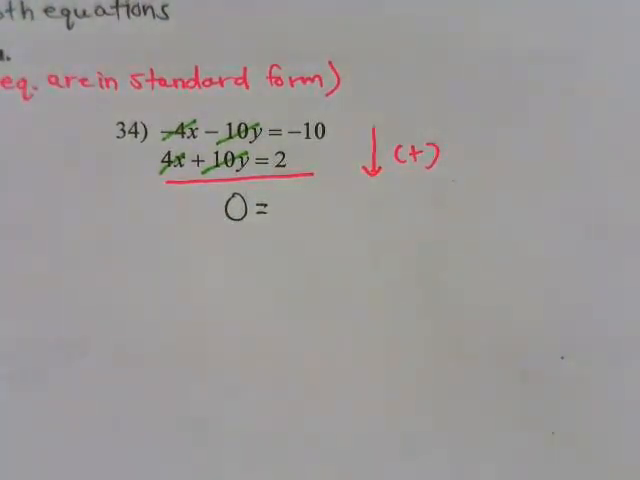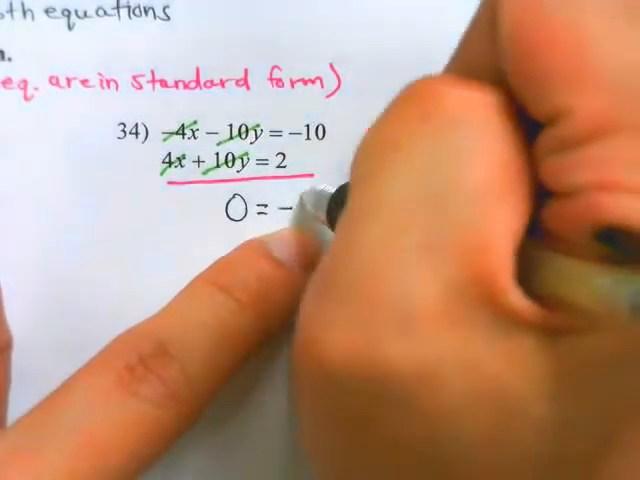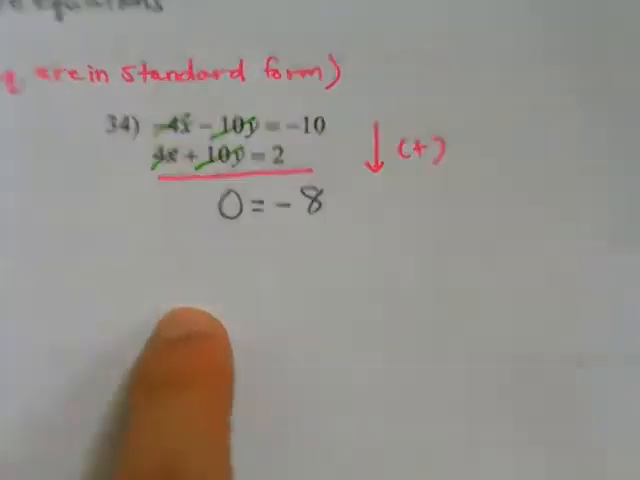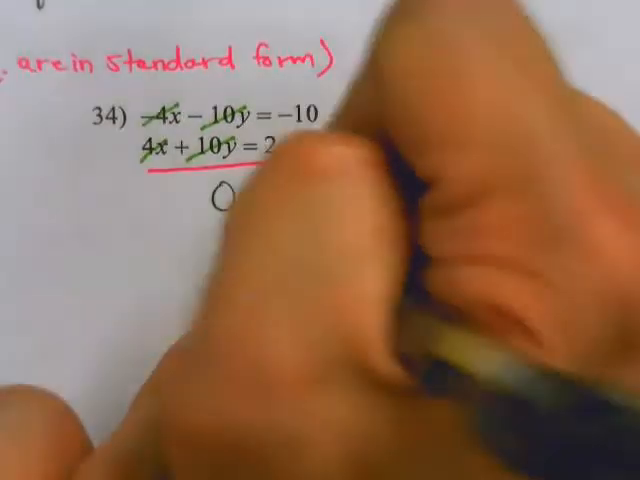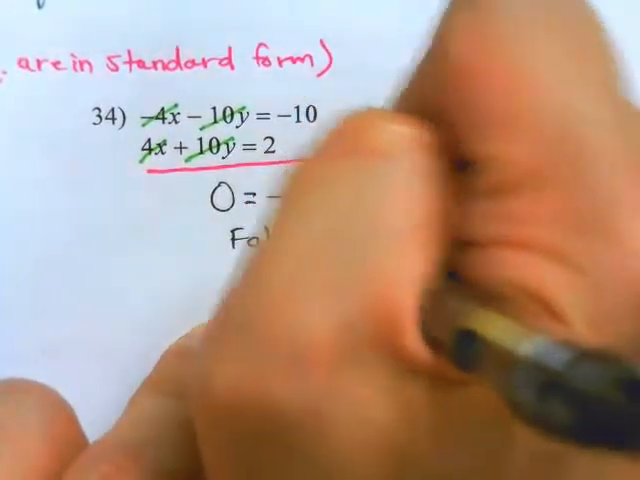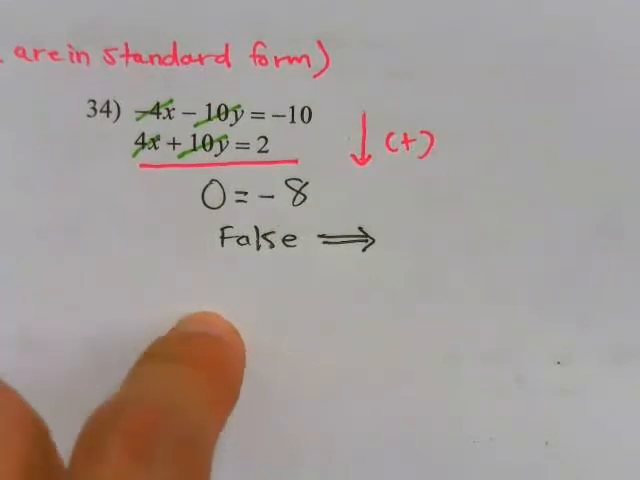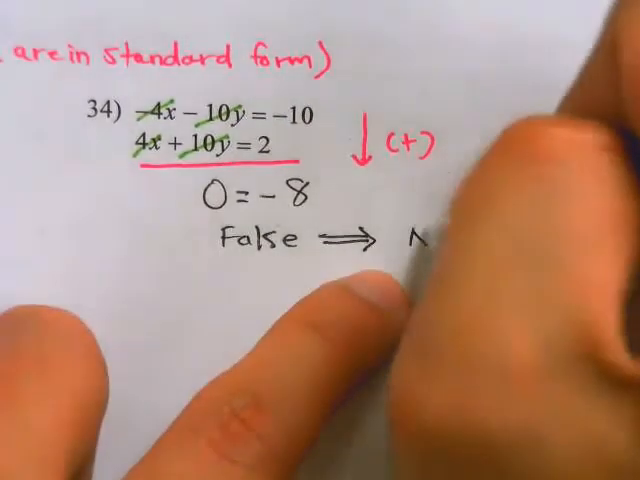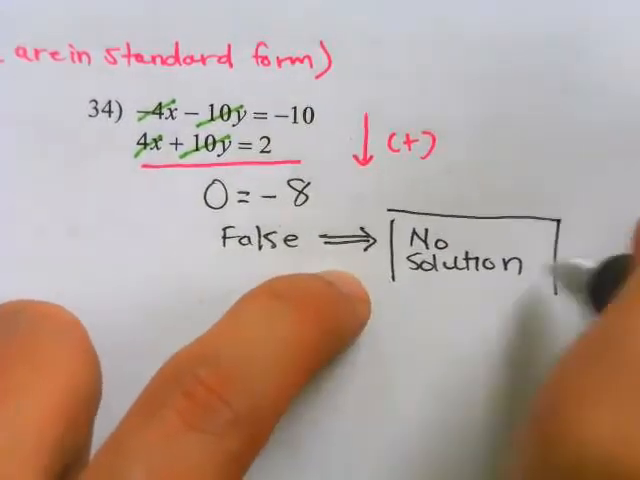There's still a number on the right side though. What is negative 10 plus 2? Negative 8. We are now back into a mathematical statement like last class. In this realm, 0 equals negative 8. True or false? This is false. But our solution that we have to write is what? None. No solution. So please put no solution.